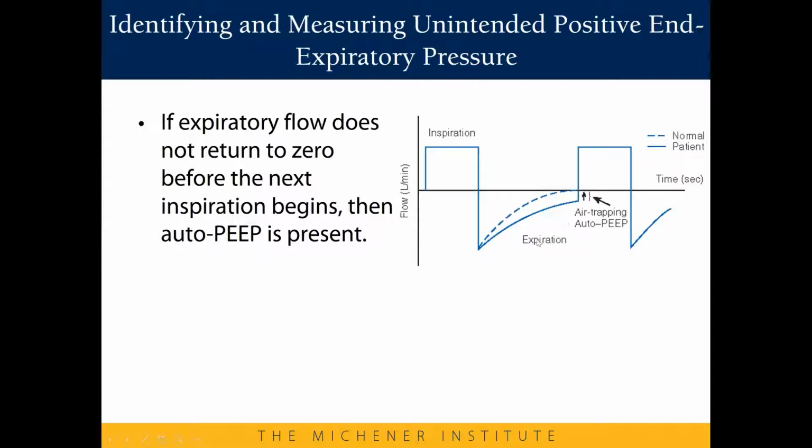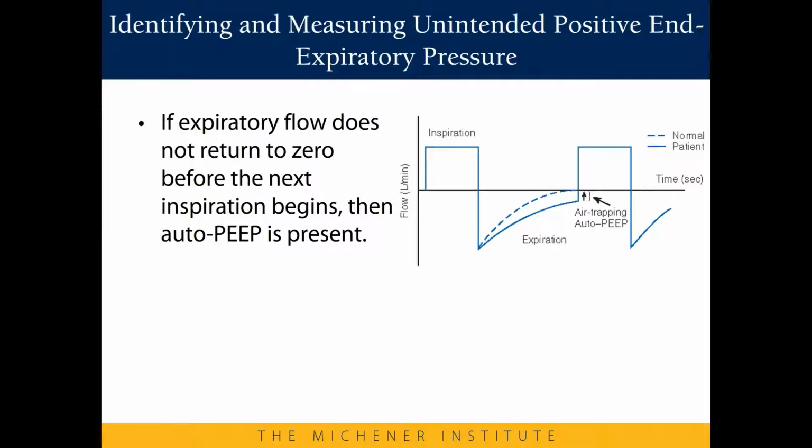So that is the easiest way. We may need to make other adjustments to compensate for this change. If we need to maintain our same minute ventilation, we may then need to go up on our tidal volume, because minute ventilation is a formula of our tidal volume times our respiratory rate. So if we're decreasing our respiratory rate, we may need to increase our tidal volume.